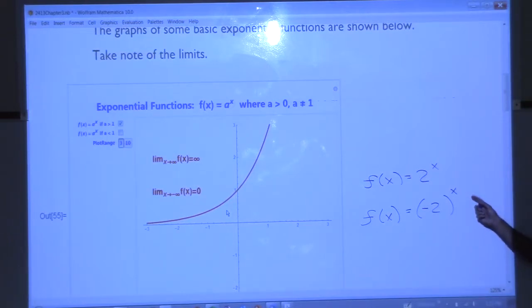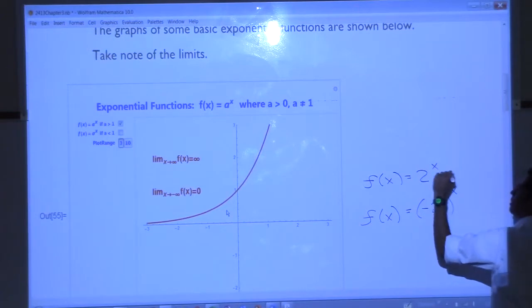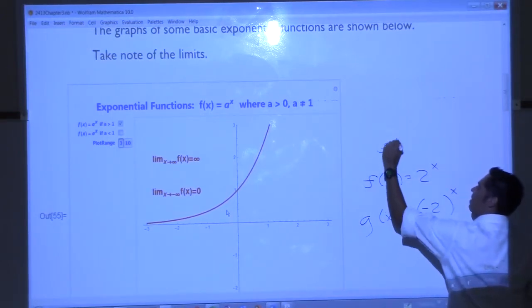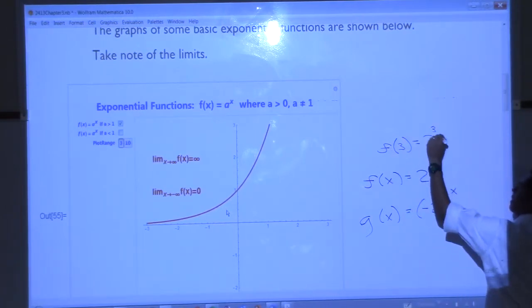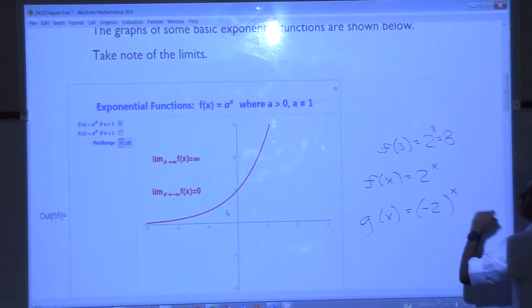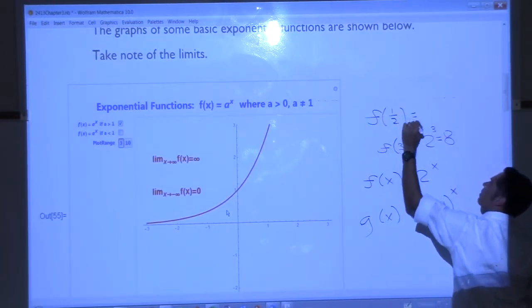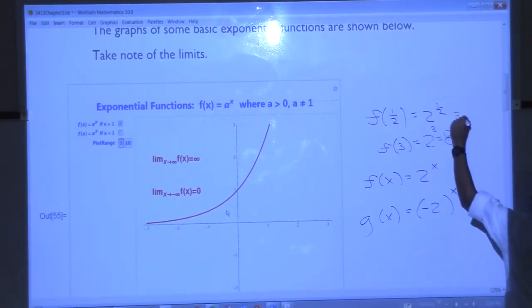If we were to graph this, this would be 2 to all these different powers, right? For this one, let's call this g. If I ask you what f of 3 is, you just plug 3 in, and you get 8, wouldn't you? But what if I ask you to plug in a half? That'd be 2 to the half. What does that really mean? That's the square root of 2, and everything's fine, right?